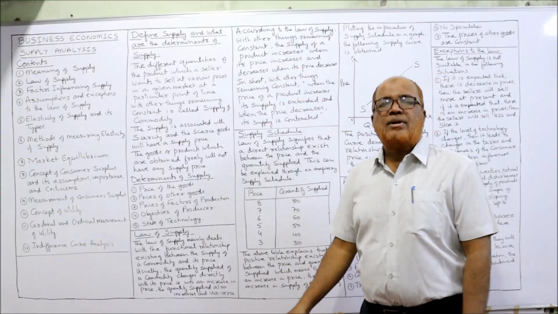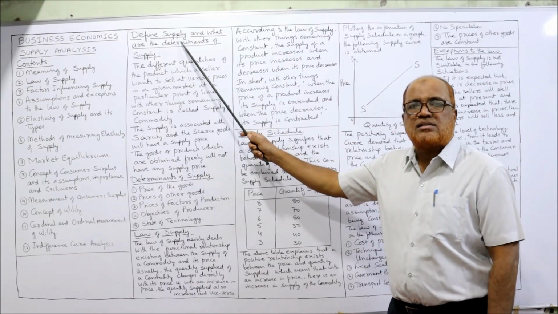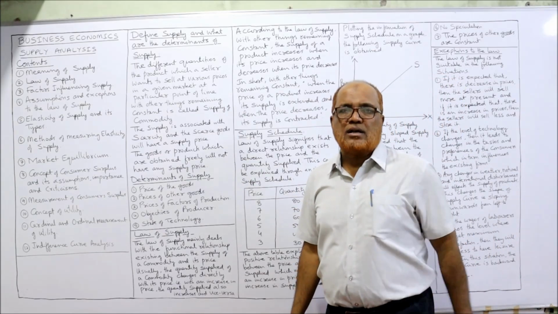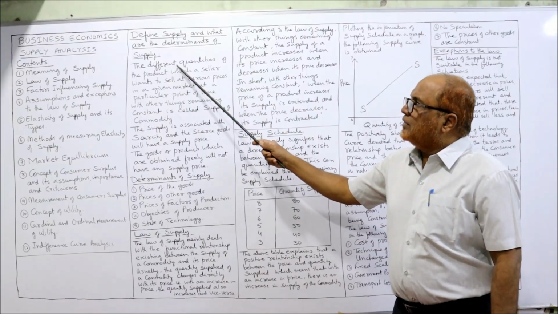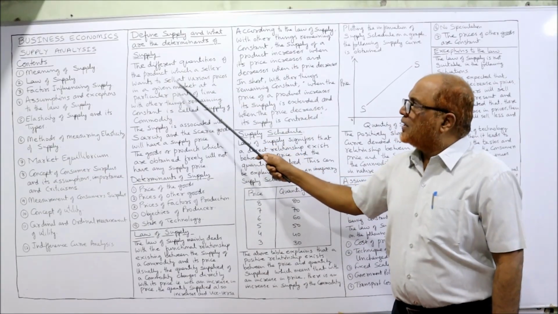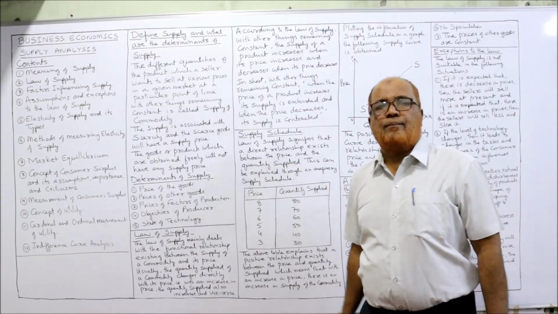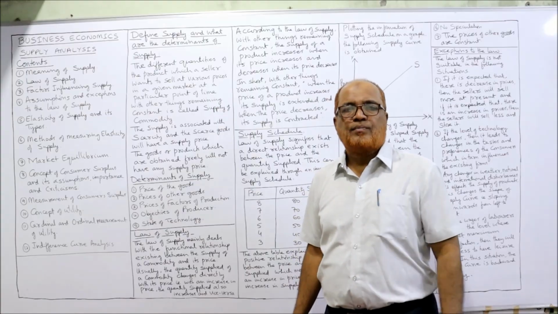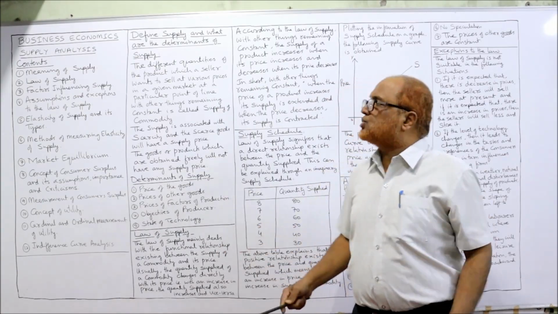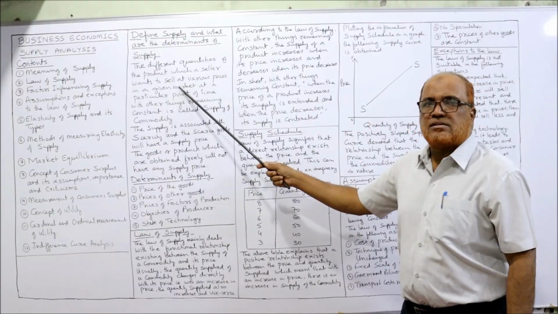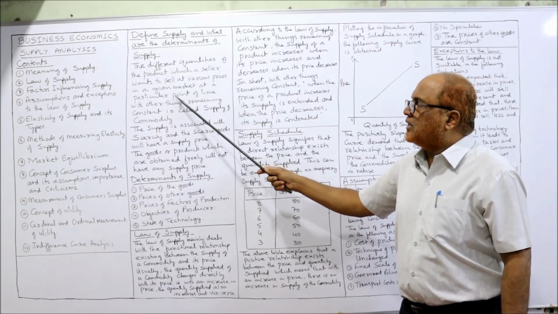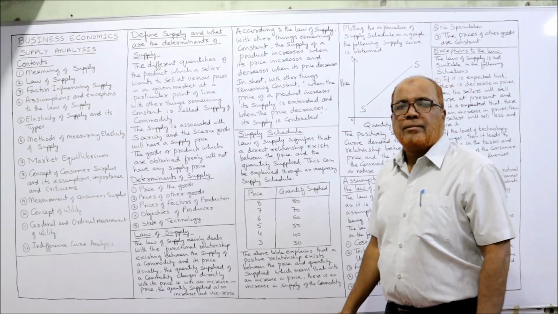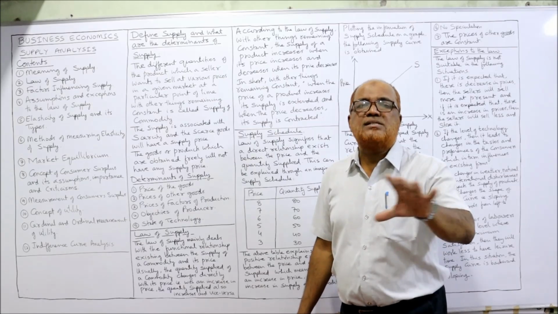First of all, in the examination you may get a question like: define supply, and what are the determinants of supply? Very frequently asked. So what do you mean by supply? The different quantities of commodities or products which a seller wants to supply at various prices in a given market at a particular point of time, with other things remaining constant. So this is the definition of supply.